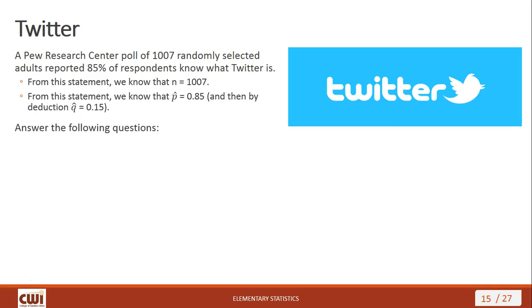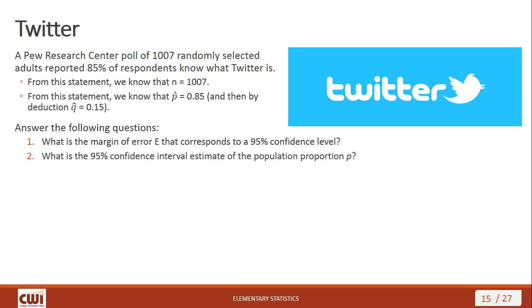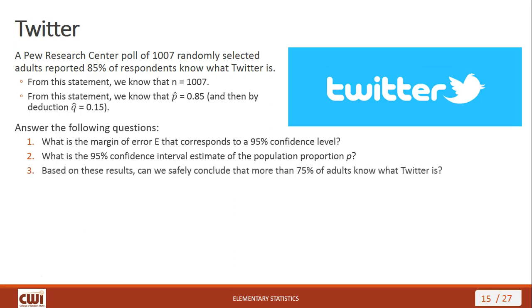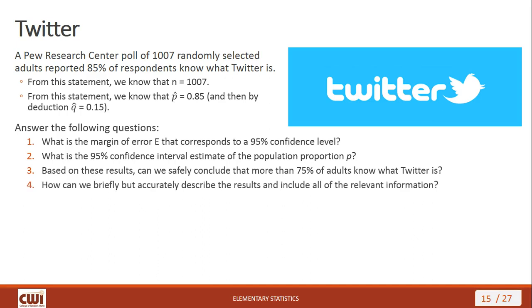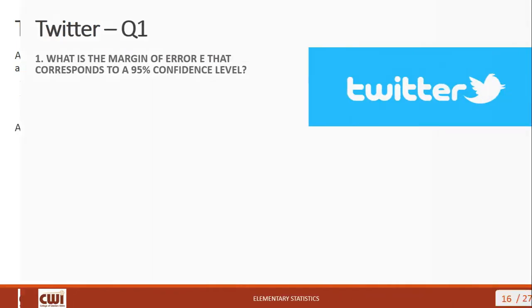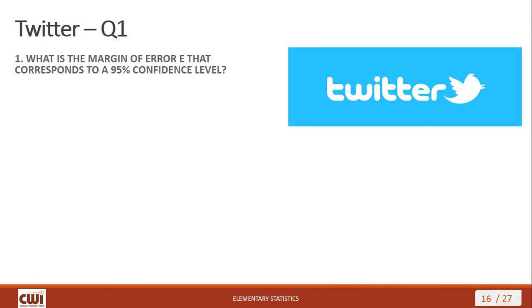So with those values identified, we're now asked to answer the following questions. First, what is the margin of error E that corresponds to a 95% confidence level? 2, what is the 95% confidence interval estimate of the population proportion P? 3, based on these results, can we safely conclude that more than 75% of adults know what Twitter is? And 4, how can we briefly but accurately describe the results and include all the relevant information? Let's look at each of these questions one at a time. First up, what is the margin of error E that corresponds to a 95% confidence level?